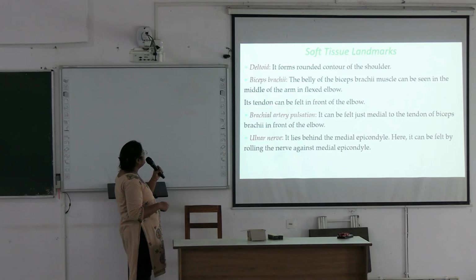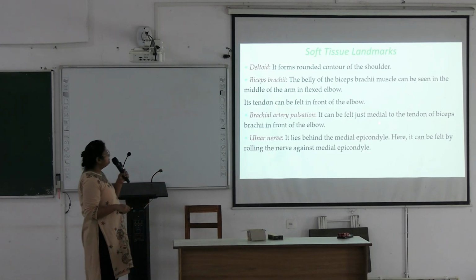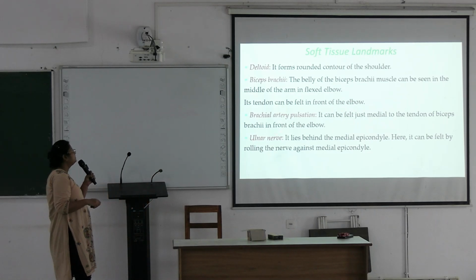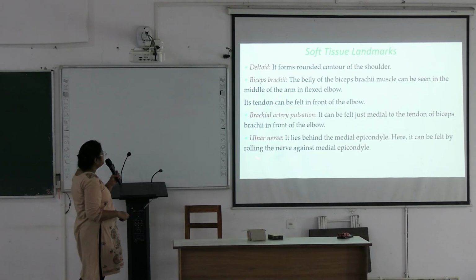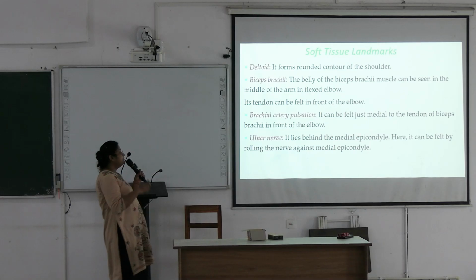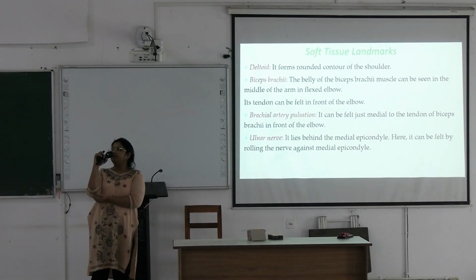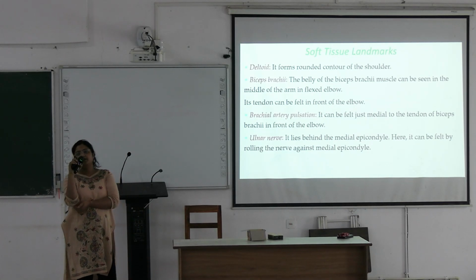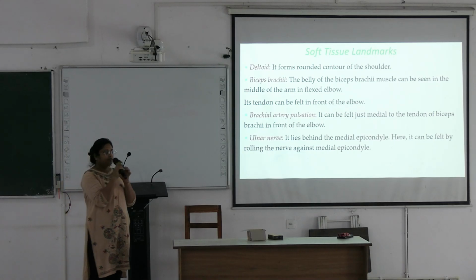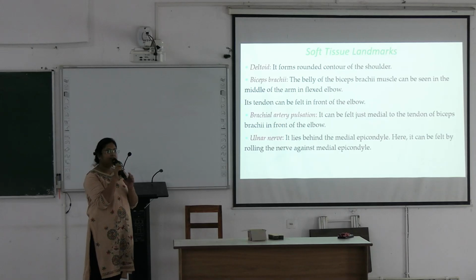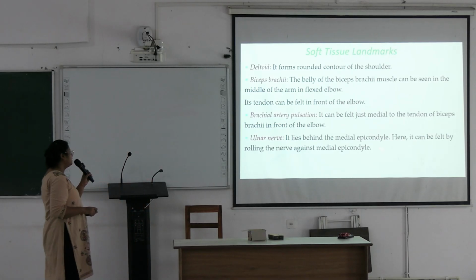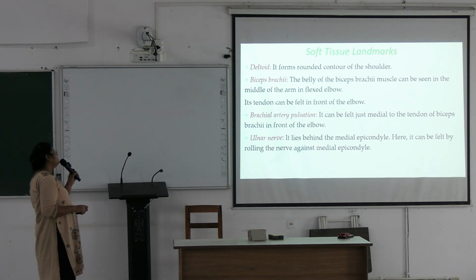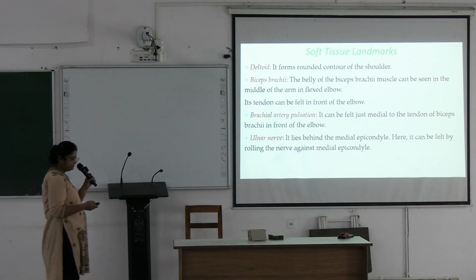Brachial artery pulsation can be felt just medial to the tendon of the biceps brachii in front of the elbow here. Next is the ulnar nerve. It lies behind the medial epicondyle. Here is the medial epicondyle. Behind the medial epicondyle, you will get the ulnar nerve here. There will be a tingling sensation if you roll the ulnar nerve against the humerus. So the ulnar nerve lies behind the medial epicondyle, and here it can be felt by rolling the nerve against the medial epicondyle.